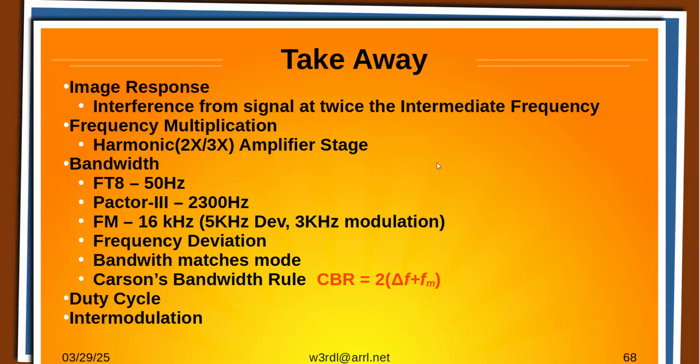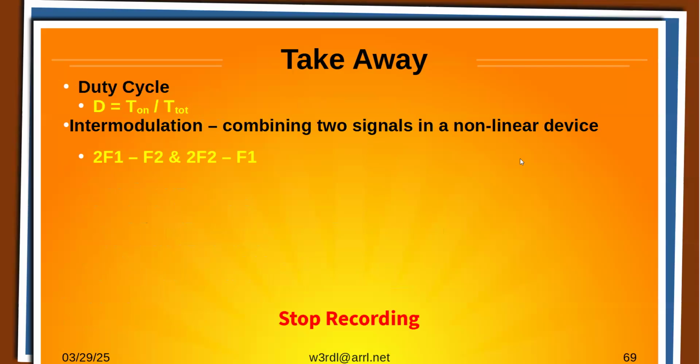We talked about the bandwidths of FT8 and PACTOR and FM, the frequency deviation. You want to match the bandwidth with the mode, Carson's rule, duty cycle, intermodulation. Duty cycle was time on divided by total time, which gives you the percentage of transmit time, basically. And remember, for intermodulation, it's 2F1 minus F2 or 2F2 minus F1.